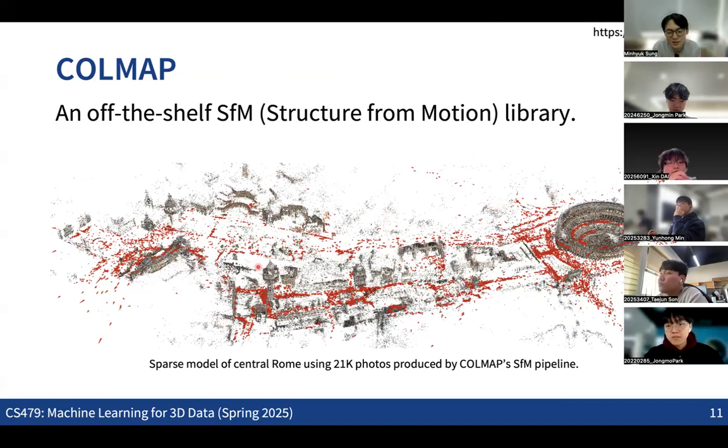And there is also a library called COLMAP, which you can just download and try. You can take multiple images of objects or scenes and see how well this library can reconstruct the 3D outputs. So this is a very traditional technique that we are going to see.